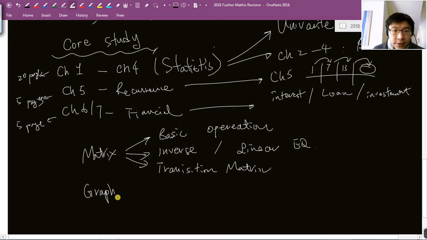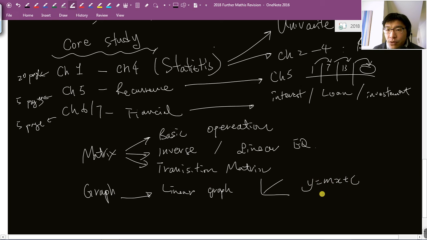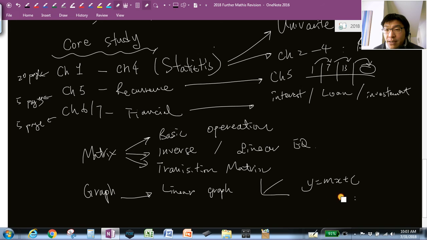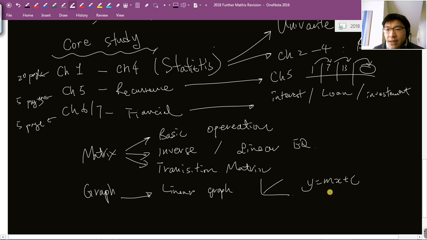Graphs. When we look at graphs and relations, there are two types of graph that we look at. One is the linear graph, which is a straight line, y equals mx plus c, or in the calculator y equals a plus bx. I can't remember. I remember now. In the calculator, it is y equals a plus bx, where b is the coefficient of x and a equals c.